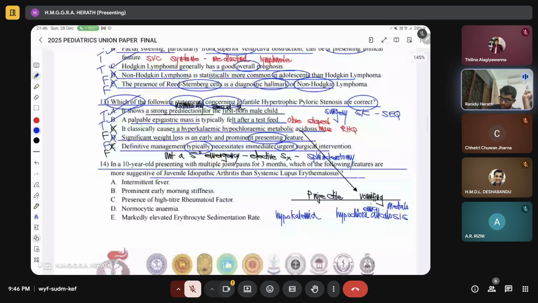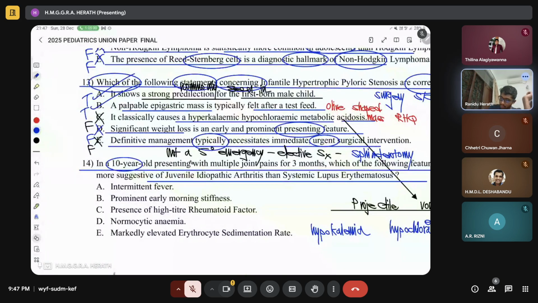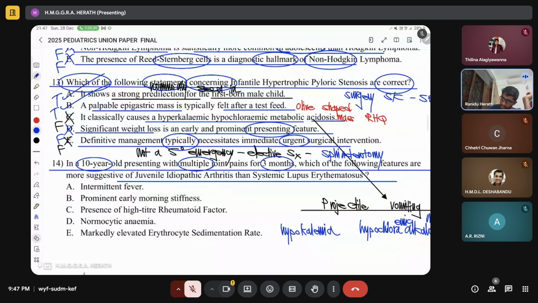So the 14th one: a 10-year-old presenting with multiple joint pains for 3 months. Which of the following features are more suggestive of JIA than SLE? Intermittent fever. True or false?